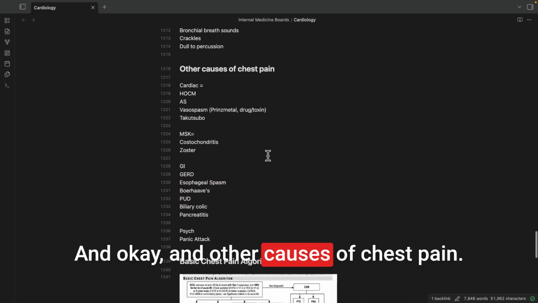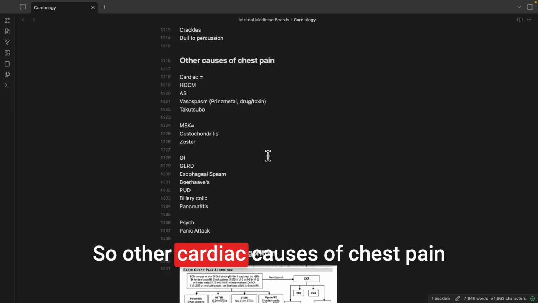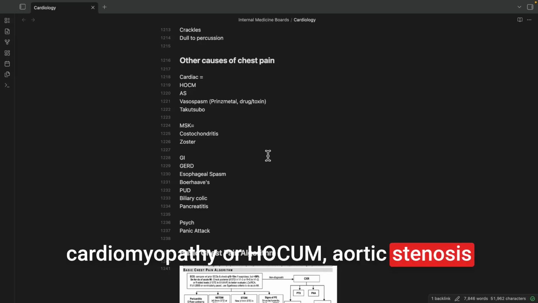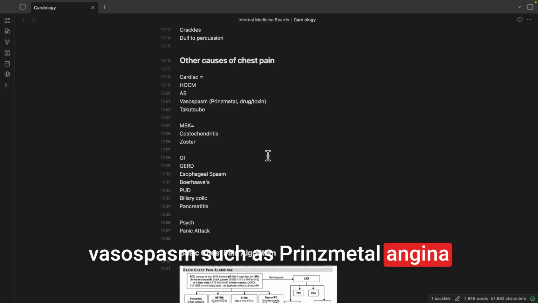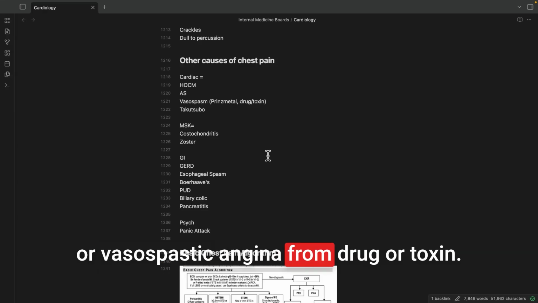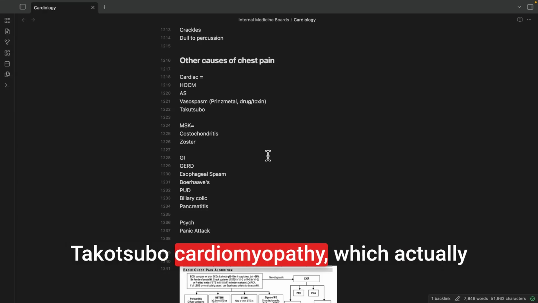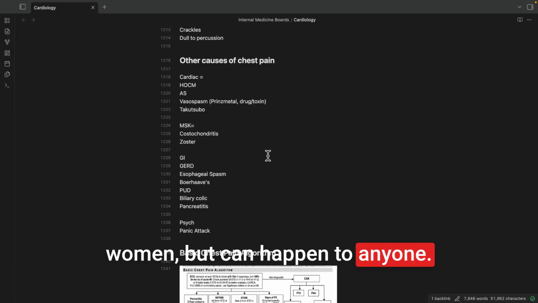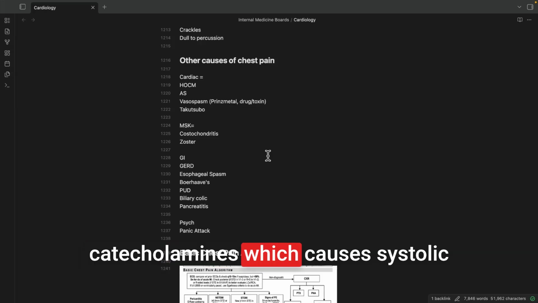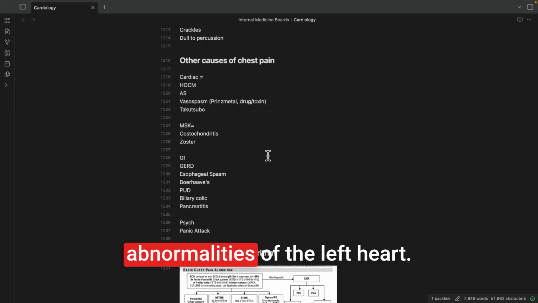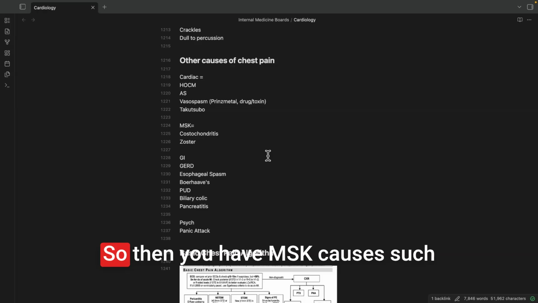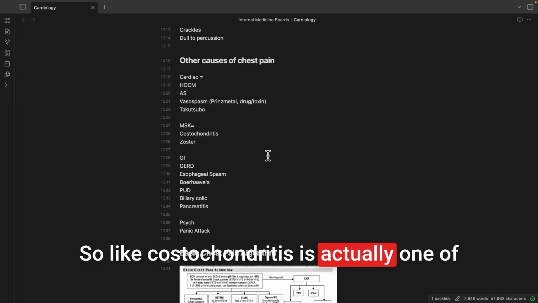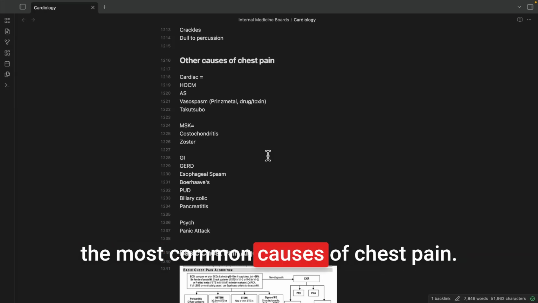Okay, and other causes of chest pain. So other cardiac causes of chest pain could be hypertrophic obstructive cardiomyopathy or HOCM, aortic stenosis, a vasospasm such as Prinzmetal angina or vasospastic angina from a drug or toxin, Takotsubo cardiomyopathy, which actually generally happens in elderly women, but can happen to anyone. It's basically a surge of catecholamines, which causes systolic abnormalities of the left heart. So then you have MSK causes, such as costochondritis and zoster. Costochondritis is actually one of the most common causes of chest pain.